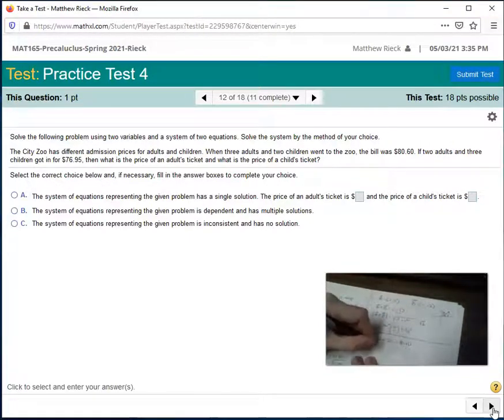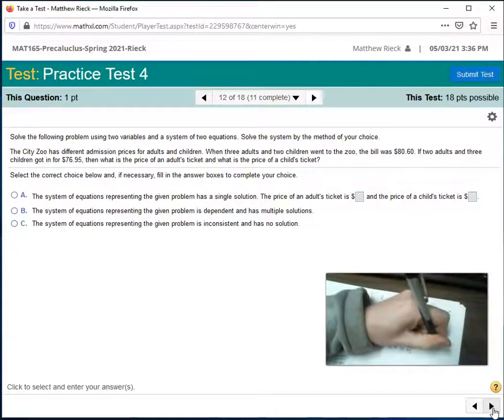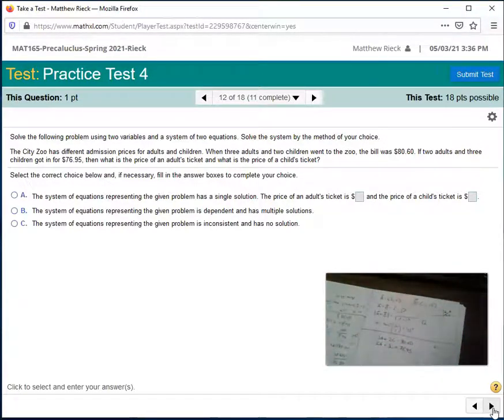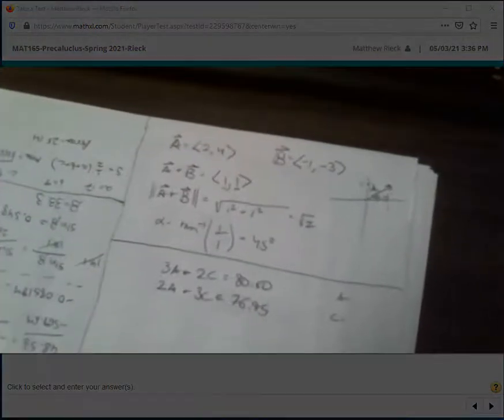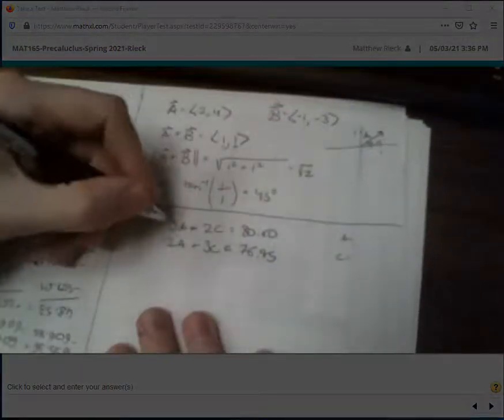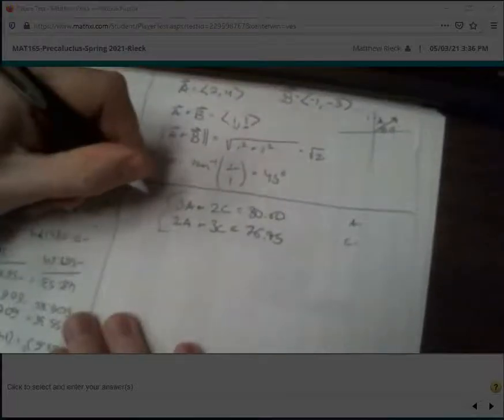All right, if 2 adults and 3 children visit the zoo, then the ticket price is going to be $76.95. All right, so we're asked to find what the price of an adult ticket and what the price of a children's ticket is going to be. All right, so this is what we're looking at here. All right, so I'm just going to label this equation 1 and this equation 2.